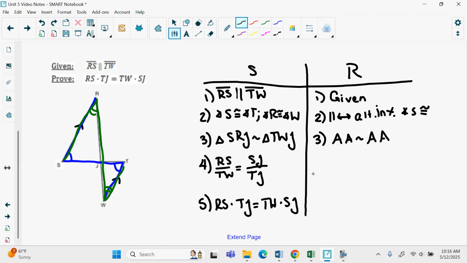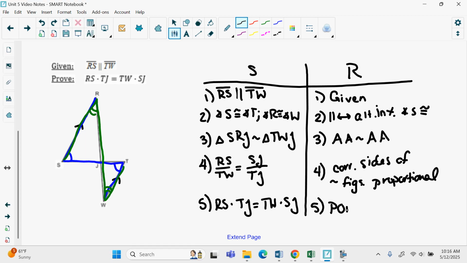Okay. The reason for this, again, is exactly what we said before. Corresponding sides of similar figures or similar triangles are proportional. And then I know that I can cross multiply because the product of the means equals the product of the extremes. And that's a similarity proof.